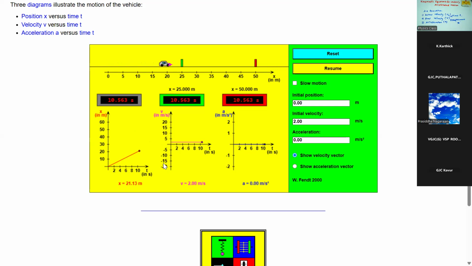In a position-time graph, one straight line is there. Straight line means constant. So you put that 2 meter per second. That means in every second, that object travels 2 meter. Is it correct? In every second, the object travels 2 meter. That's why in that position-time graph, there is a straight line.